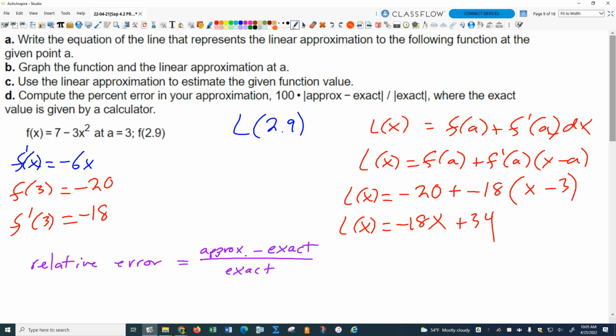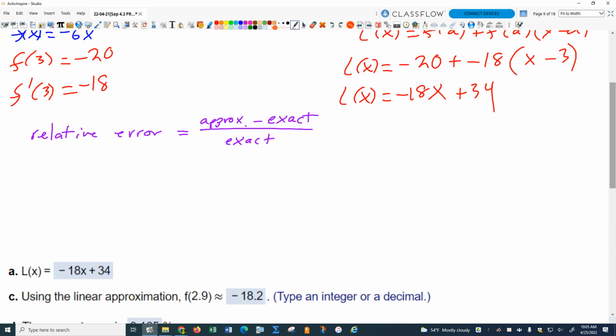I think that's a bad idea personally, because it'd be nice to know if the relative error is, are we undershooting or overshooting? And so really a lot of times, like in physics, we won't include the absolute value bars. Now keep in mind on the assignment, they do, right? So your answer is always going to be positive. But what do we get then? So we get whatever our approximate output value is, L of 2.9 minus F of 2.9 divided by F of 2.9.